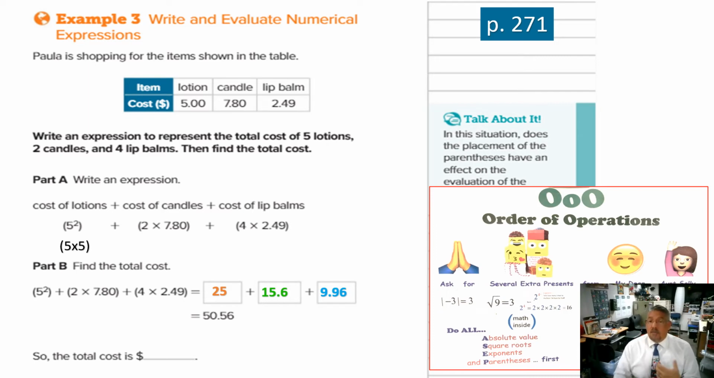Once again, I would have to line up my decimals, fill in with zeros and add, or I can just type in all of those numbers together and my calculator is going to tell me that I end up with 50.56. We're talking about spending money. So she spent $50.56 on those items at probably Bed Bath & Beyond.